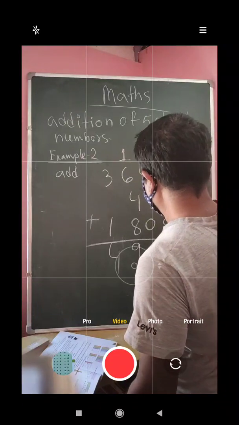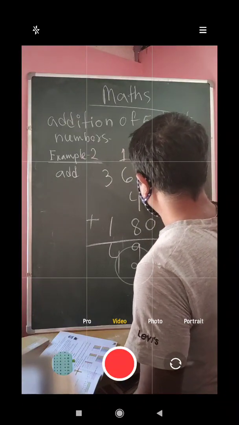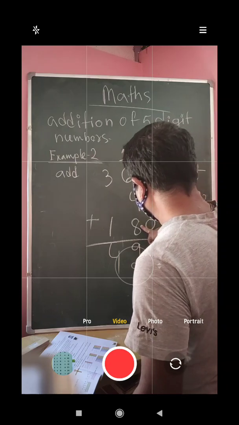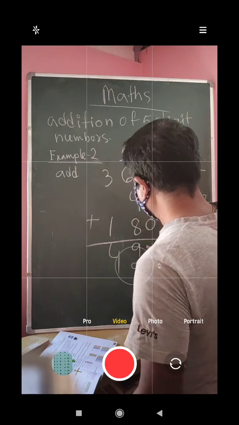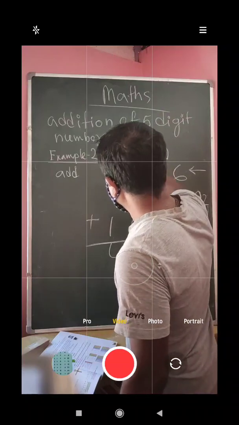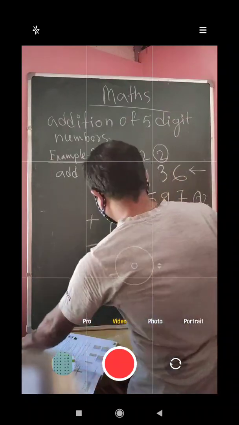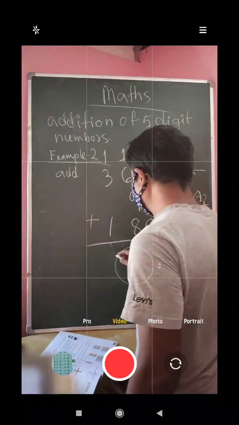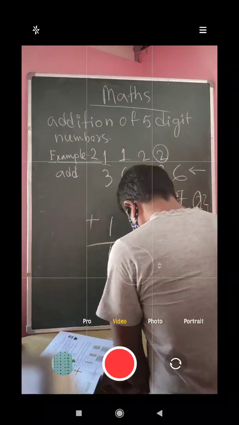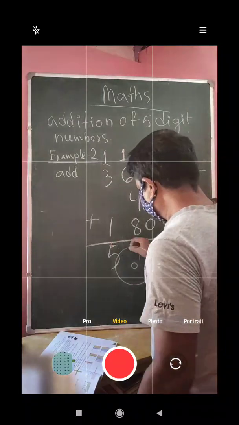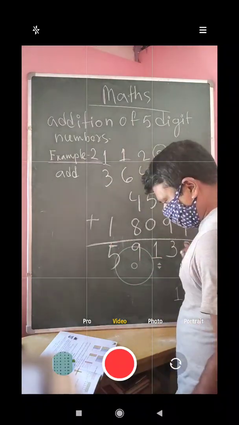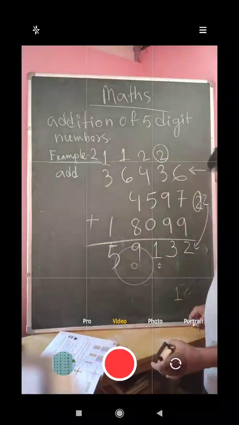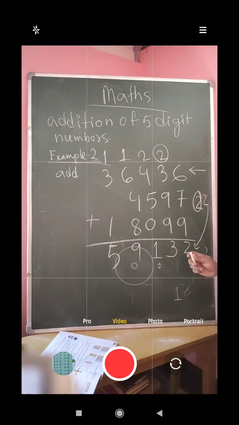Sorry, it is 6 plus 4, 10. 10 plus 8 is equal to 18. 18 plus 1 is equal to 19. So 1 will come here. So 3 plus 1 is equal to 4. 4 plus 1 is equal to 5. So the answer is 54... sorry, 5 9 1 3 2 is the answer. Fine. So this is how we do the maths.